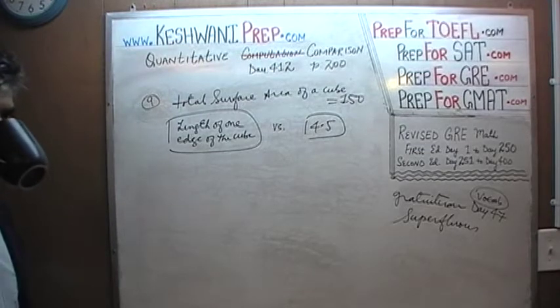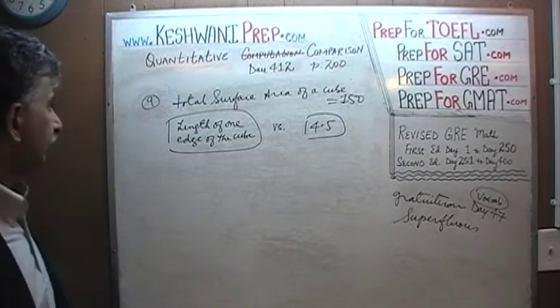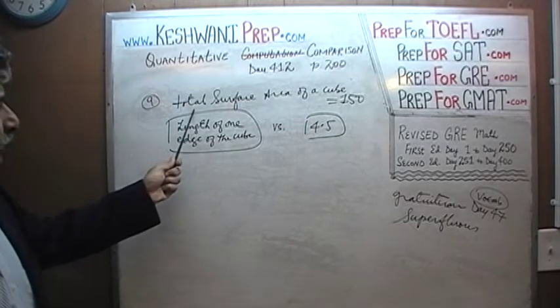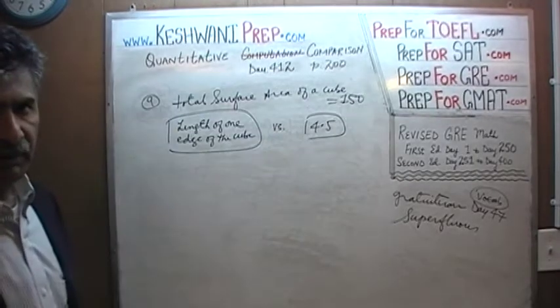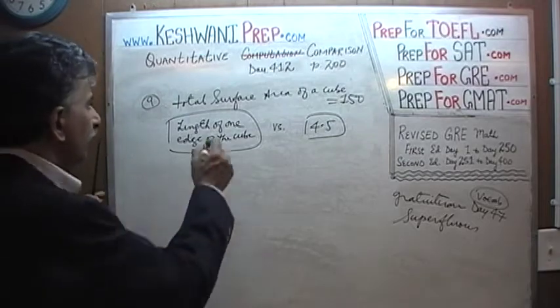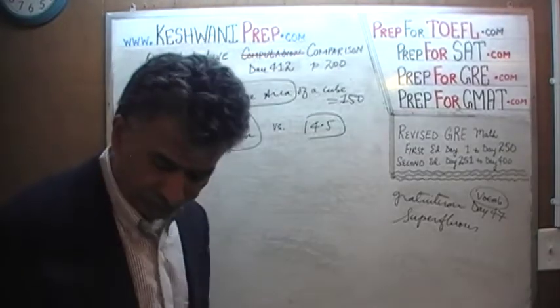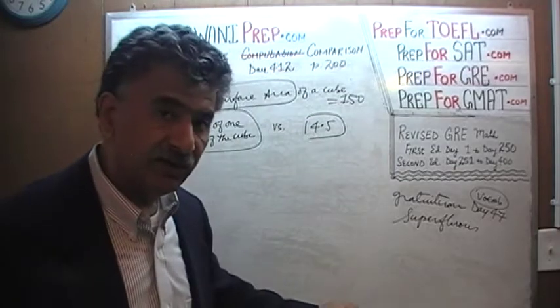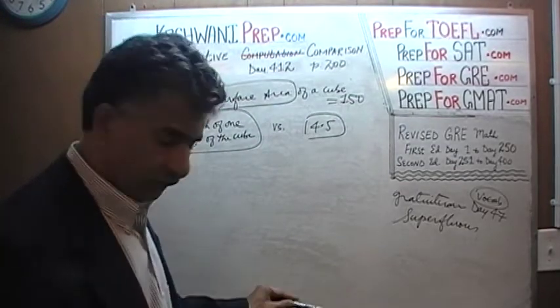Let's begin. We are being told that the total surface area of a cube is 150. The very first thing we need to understand is, what does this word mean, surface area? What does surface area mean? Surface area means exactly what it says. Surface area means area on the surface.